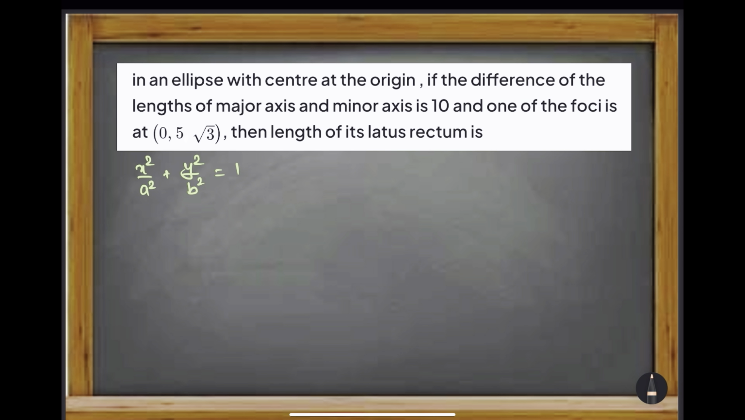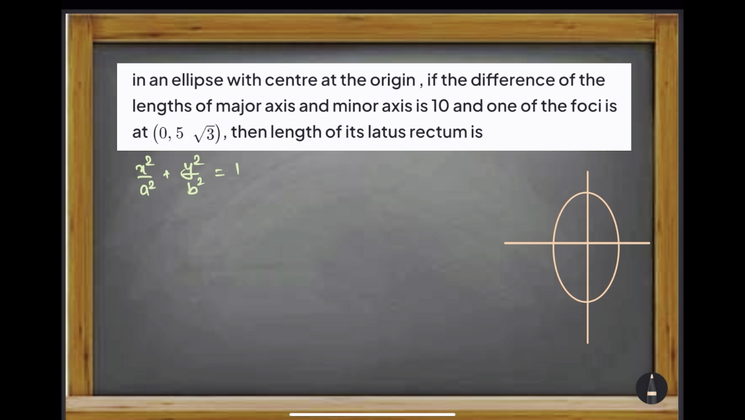Okay, if the difference between the length of major axis and minor axis is 10, so you know that it will be either a minus b equals to 10 or b minus a equals to 10. You have to decide if it is a horizontal ellipse or vertical ellipse. And one of the foci, so look at this, they are talking about foci, is at (0, 5 root 3). So it is on the y axis, so it is vertical.